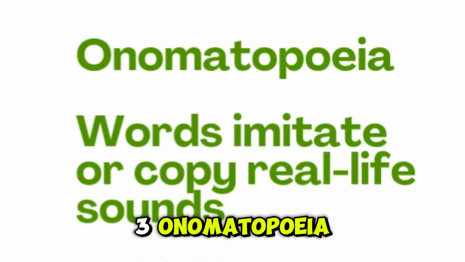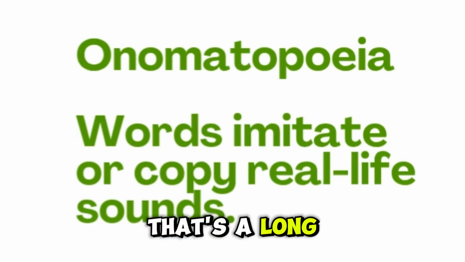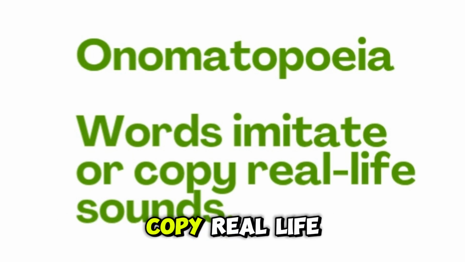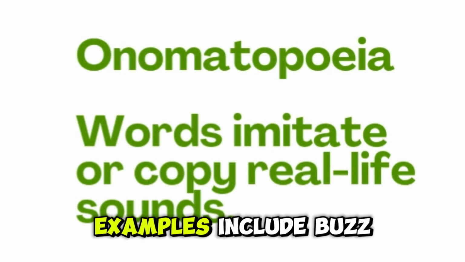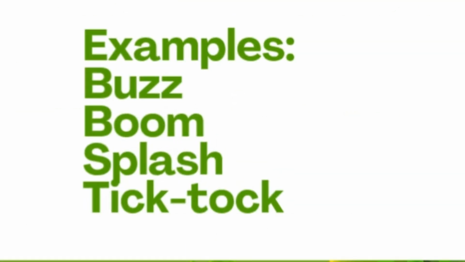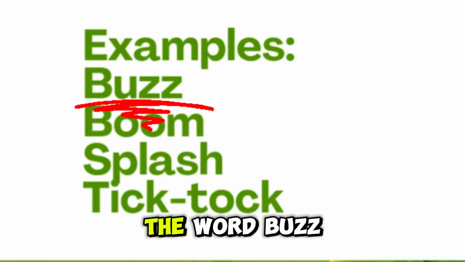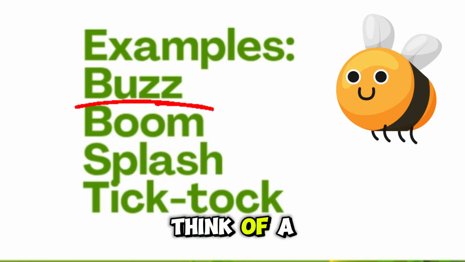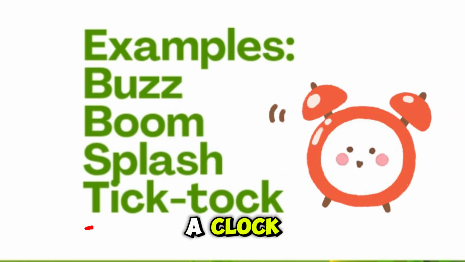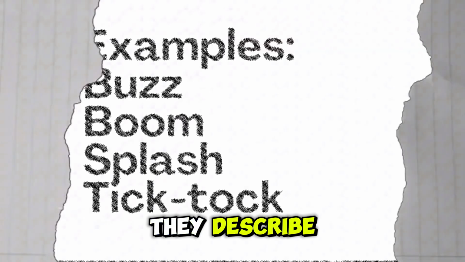3. Onomatopoeia. Our last sound device is onomatopoeia. That's a long word, isn't it? Onomatopoeia means words that imitate or copy real-life sounds. Examples include buzz, boom, splash, tick-tock. When you hear the word buzz, what do you think of? A bee. How about tick-tock? A clock. Exactly. These words sound like the noises they describe.